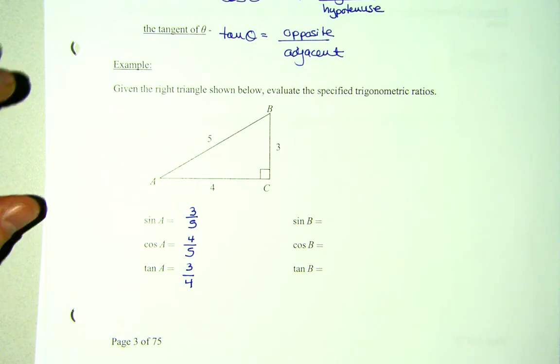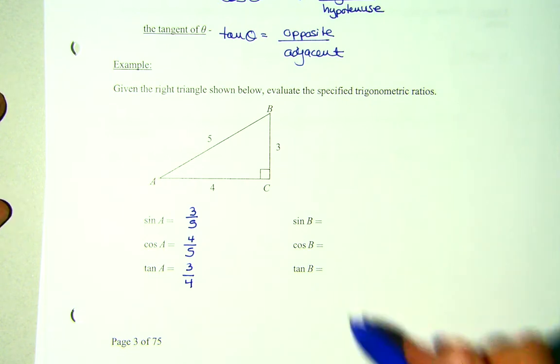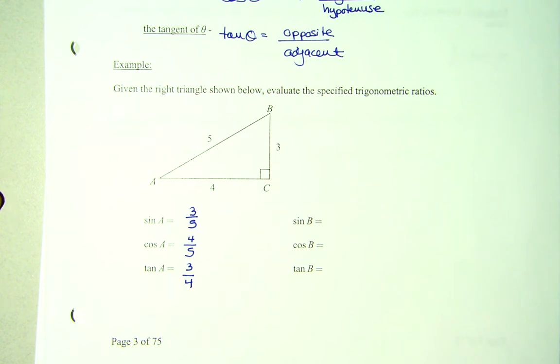Okay. Well, I want you to take that same triangle and do the sine, cosine, and tangent, but this time of B. So you're starting at angle B. From there, decide what's opposite, what's adjacent, and those things.